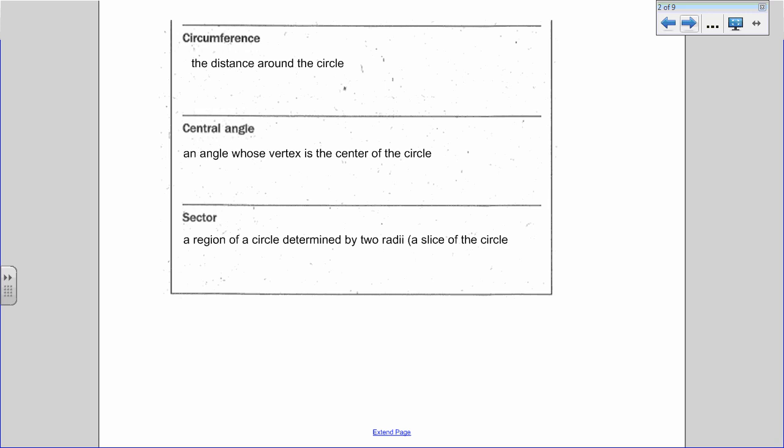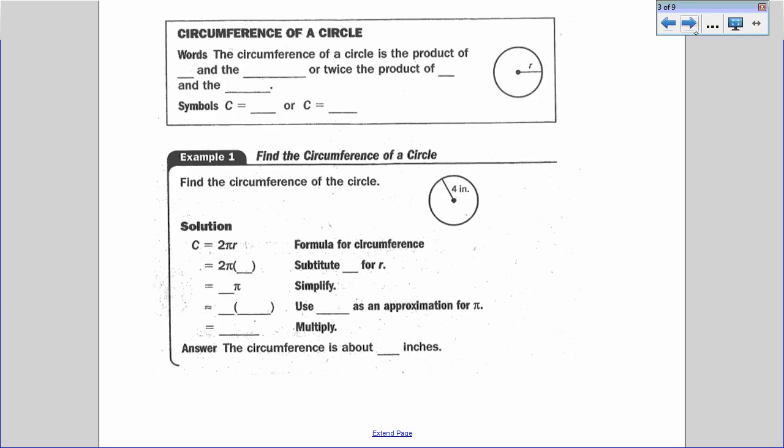And so we talked about that, I believe, probably on the day before Pi Day. I talked to you guys a little bit about circumference of a circle, so we'll study that a little bit more. Central angle is an angle whose vertex is the center of the circle, so that should fit the definition. It's in the center of the circle. And then the sector is a region of the circle determined by two radii. It's basically a slice of the circle if we think of a circle as looking like a pie. So you may need to pause, but make sure you get your vocab written down. But let's take a look at these examples.